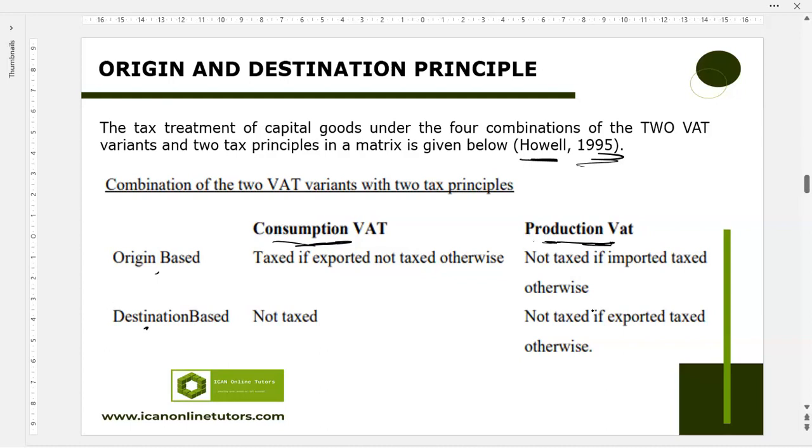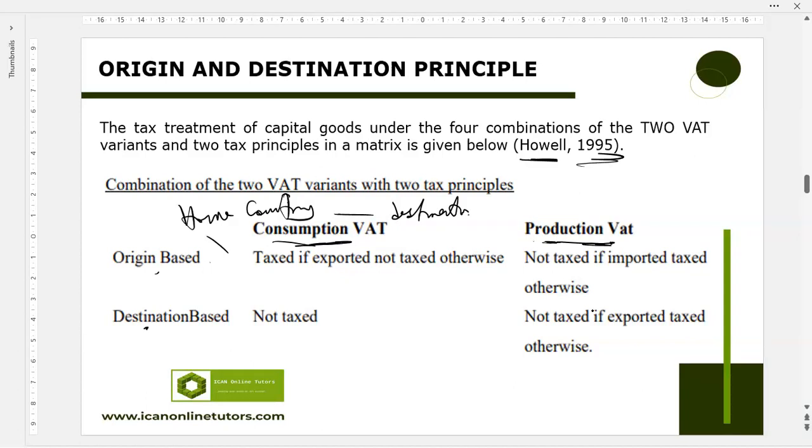Relating this to my example, for consumption VAT, the origin: tax if exported, not taxed otherwise. That is, it is taxed in the home country, the country where the goods were produced. If when exported, it will not be taxed. Do you understand this? That is, it will not be taxed in the destination country, the country that imports it. Are we together?